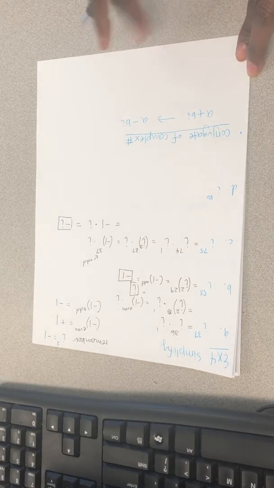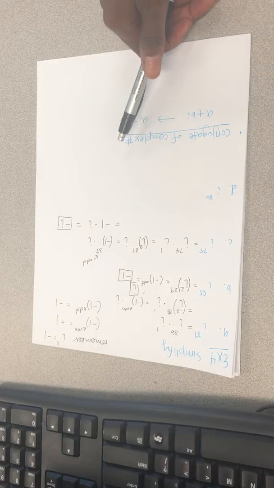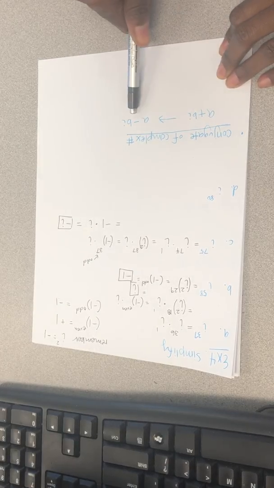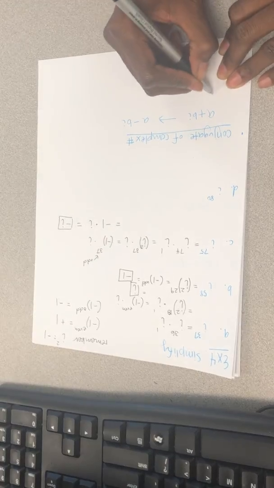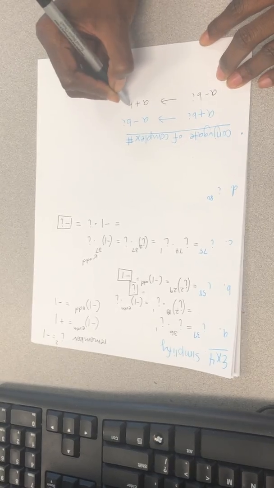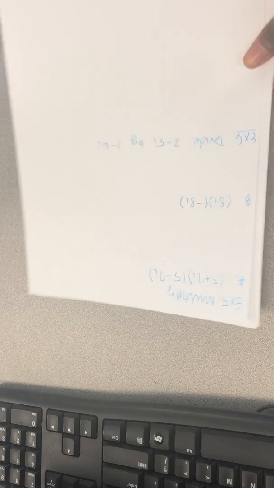All right, so now we're going to talk about the conjugate of complex numbers. So basically, whenever you have a plus bi, the conjugate of it will be a minus bi, or vice versa. If you have a minus bi, the conjugate will be a plus bi, okay? And we'll look at some examples in a second.